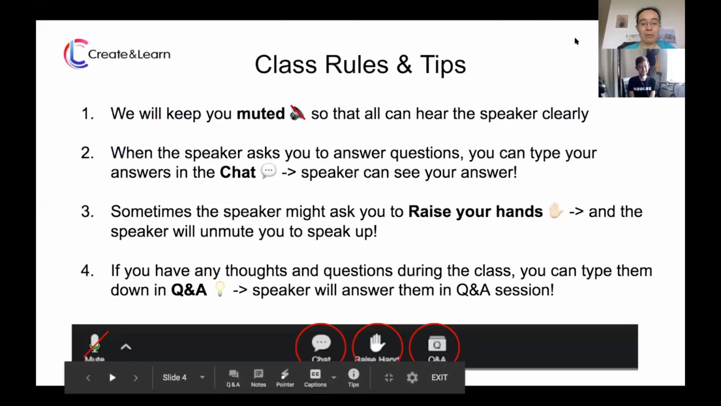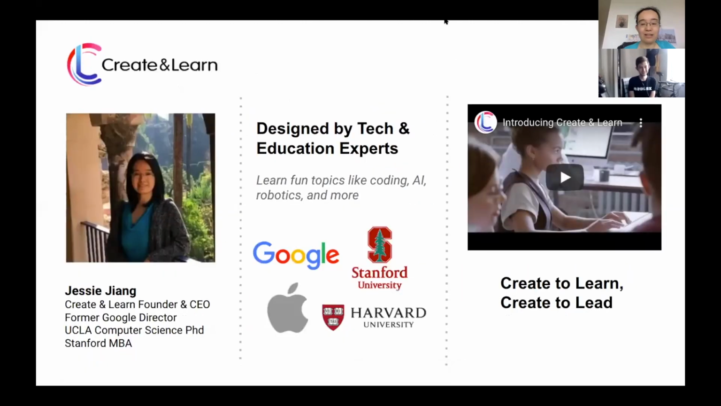My name is Jessie. I'm a founder and CEO of Create and Learn. We're in the Bay Area. Our mission is to teach students like yourself all the cool computer science things that are really, really fun to learn and are super useful when you grow up.